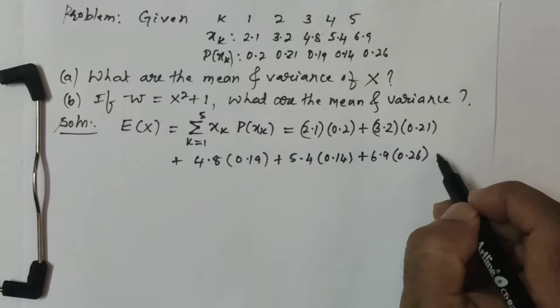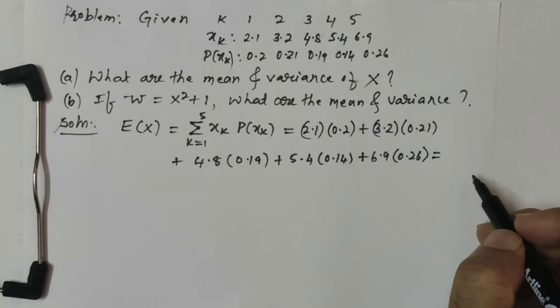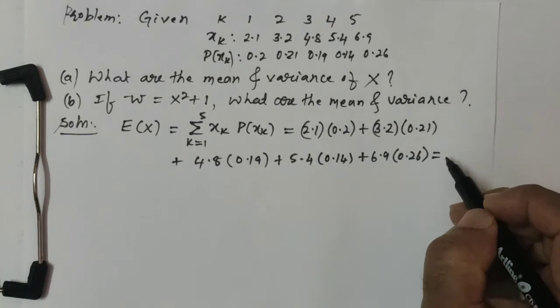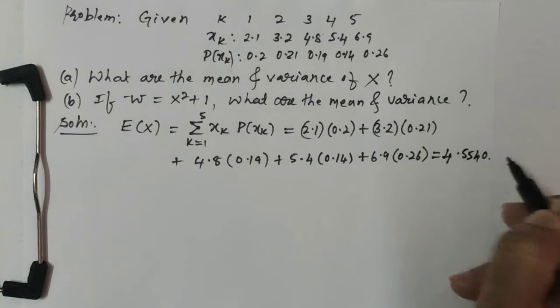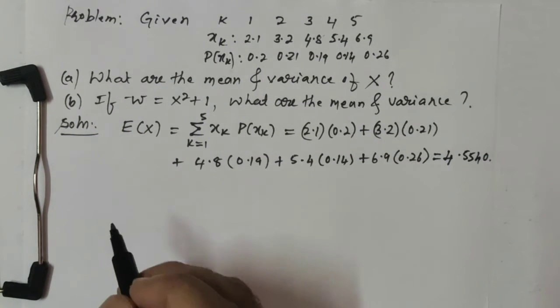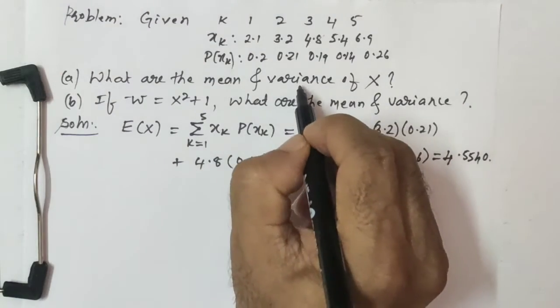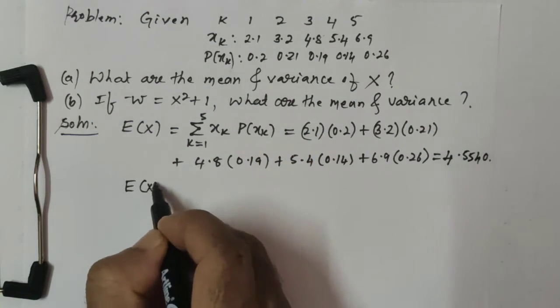If you simplify this, you will get the answer 4.5540. So this is the expected value of x. To find the variance of x, first we find the expected value of x square.